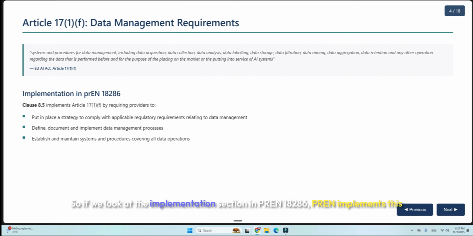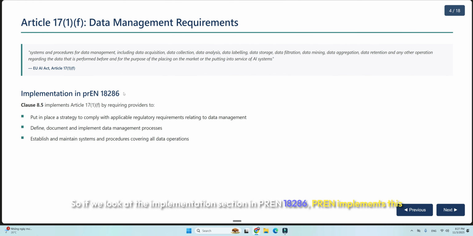So if we look at the implementation section in prEN 18286, it implements this through clause 8.5, which requires providers to put in place a strategy for data management compliance, define, document, and implement data management processes, and establish and maintain systems covering all these operations. So the standard translates the regulatory requirement into actionable quality management system components.